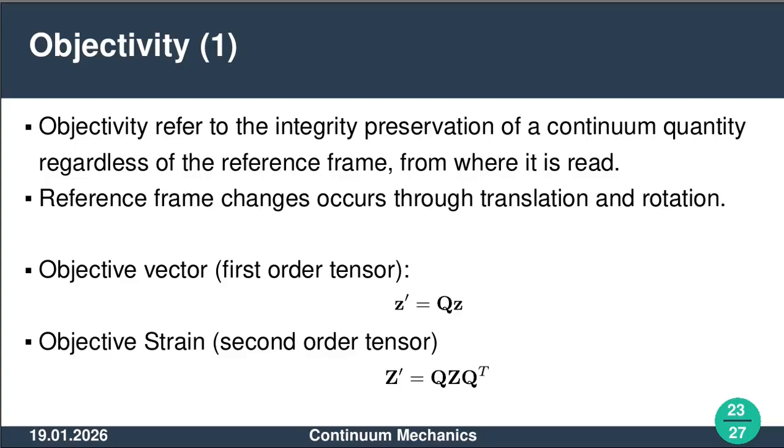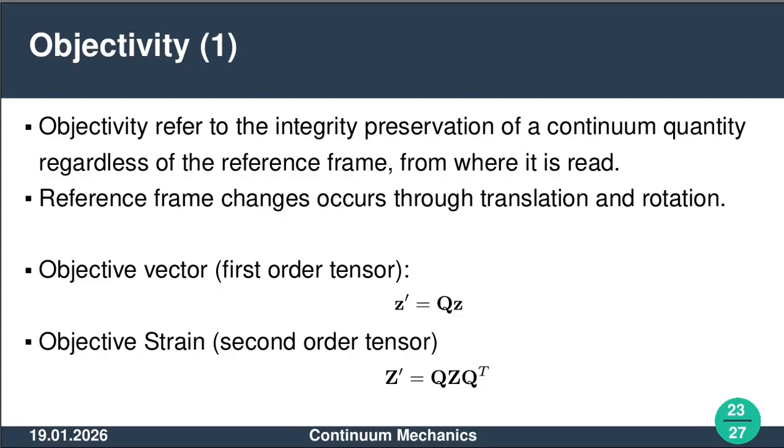So a core imperative rule in continuum mechanics for quantities is objectivity. It refers to the integrity preservation of a quantity regardless of the reference frame from where it is read. The reference frame can be displaced by rotation and translation, but this must not affect the value of a quantity. So tensors must comply with a test. If it fails, it's not objective.